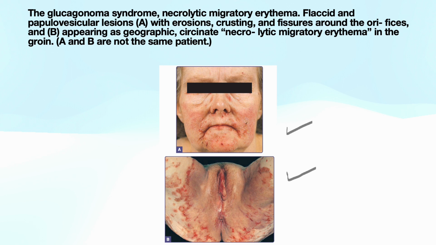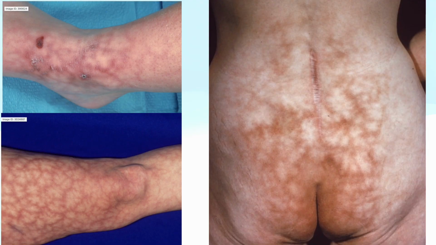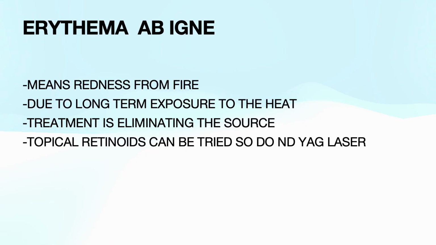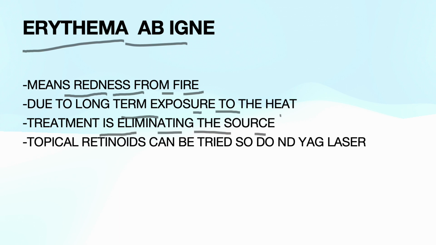Okay, fine. Now see this lesion. How is it looking? Looking like some kind of fire burning. It should give a clue for this. See this again, netted like some kind of fire burning thing. Of course, it happens due to long-term exposure to heat. Now you must be knowing what it is. This is nothing but erythema ab igne. It means redness due to fire. Erythema means redness. It's due to long-term exposure to heat, like I said, and treatment is eliminating the source. Just eliminate the source, it's fine.